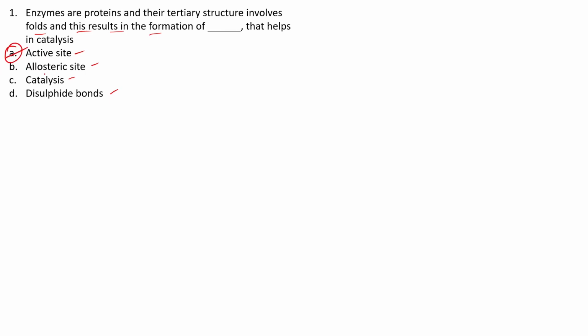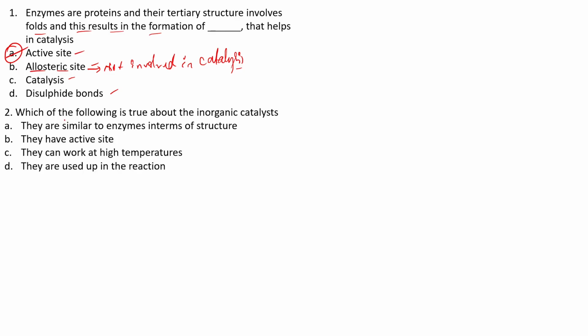However, we also find one more site called the allosteric site, which controls the enzyme activity. The allosteric site is not involved in catalysis. Remember this. So C is not the answer, and D is also not the answer. It is the catalytic active site that is formed due to the folding of the enzymes.